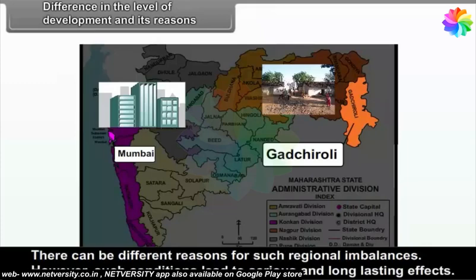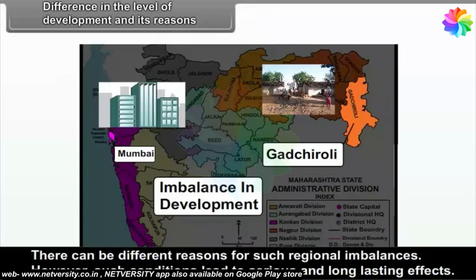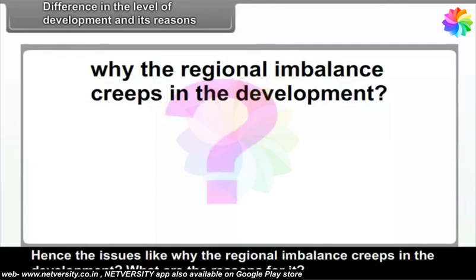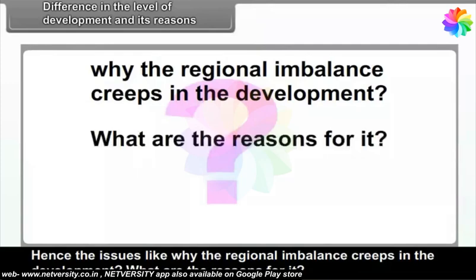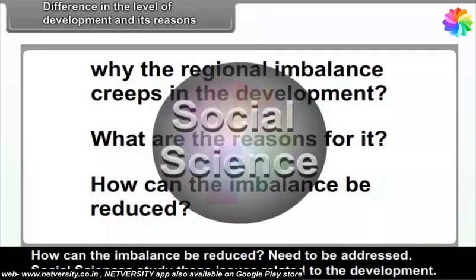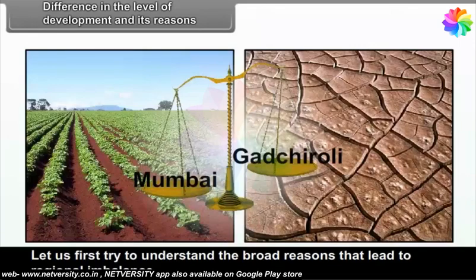There can be different reasons for such regional imbalances. However, such conditions lead to serious and long-lasting effects. Hence, the issues like why the regional imbalance creeps in the development, what are the reasons for it, how can the imbalance be reduced, need to be addressed. Social sciences study these issues related to the development. Let us first try to understand the broad reasons that lead to regional imbalance.